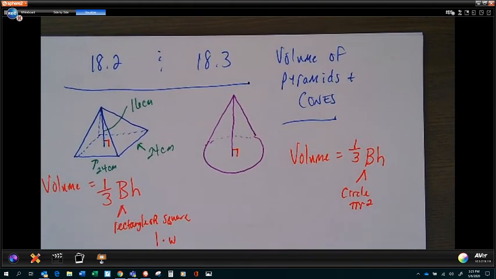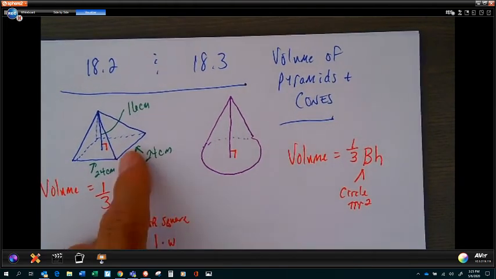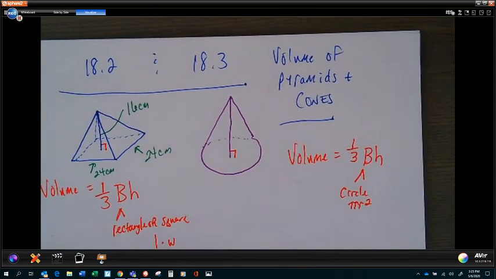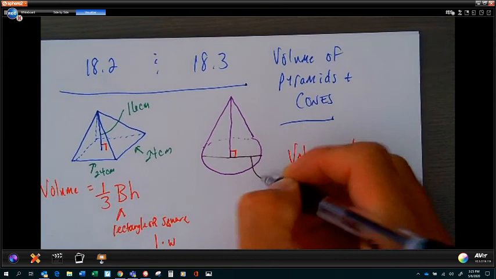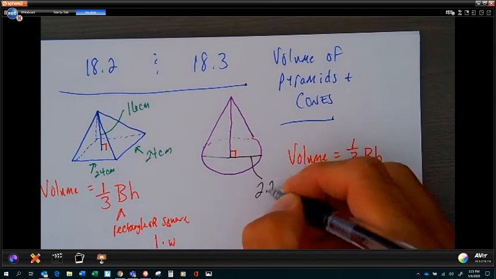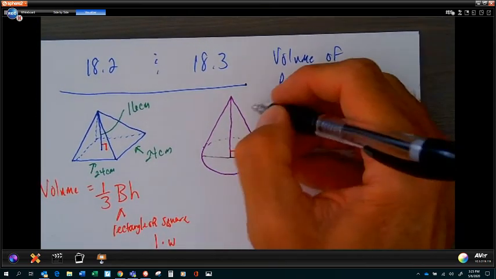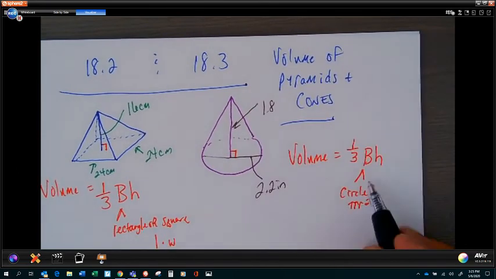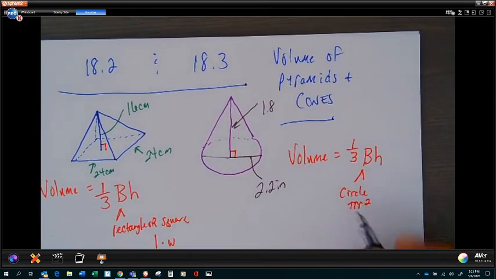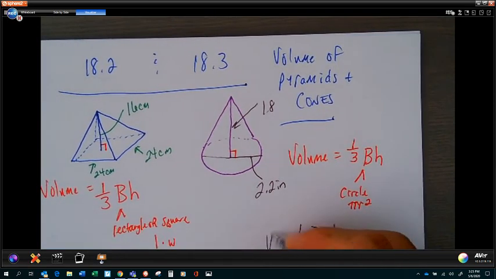Okay, moving on to the pyramid example here. Sorry, I meant cone. It's not a pyramid. That's the pyramid. Here's a cone. So let's say we're looking at the diameter, and the diameter is 2.2 inches. And then we've got the height here of 1.8 inches. And again, we need to figure out the big base. Again, 1/3 big base times the height. That's going to be our volume.